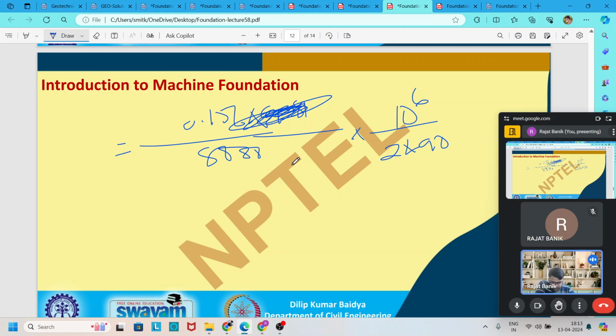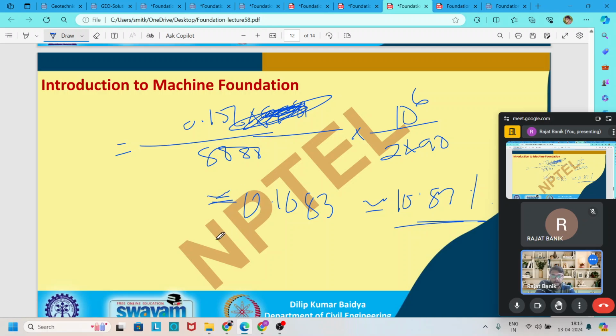divided by 8,000 into 2 into 90 into 10 to the power 6, which is equal to 0.1083, almost equal to 10.83%.